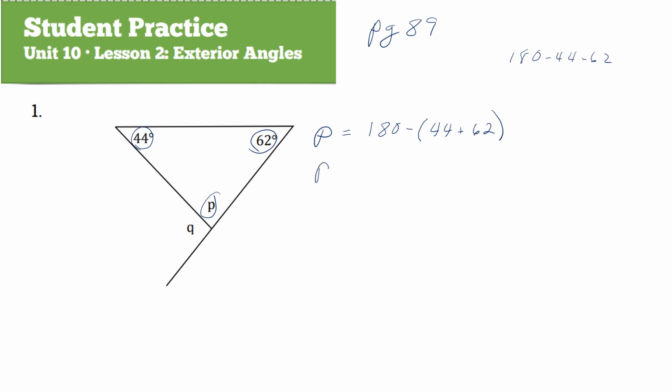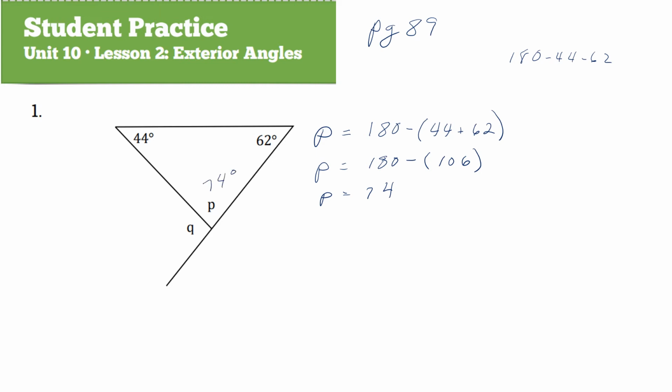I want to show you something. 180 minus, what's this, 106? Okay, so P is going to be 72. All right, 74, not 72. 74 degrees. So P is 74 degrees.